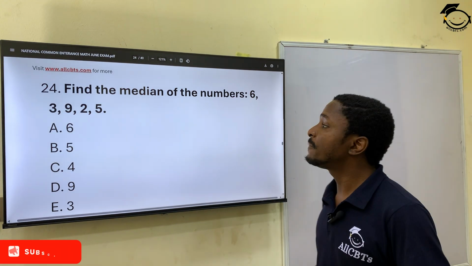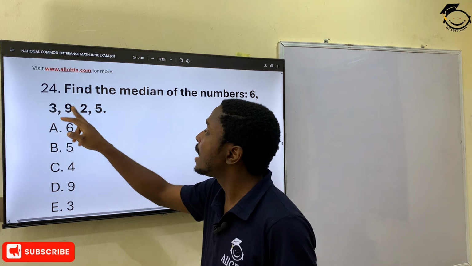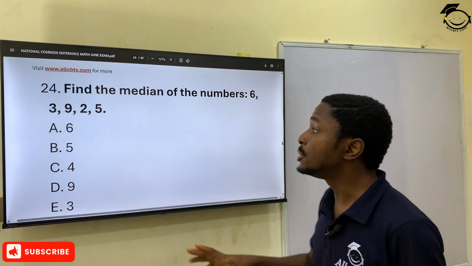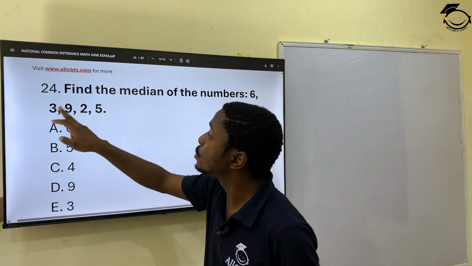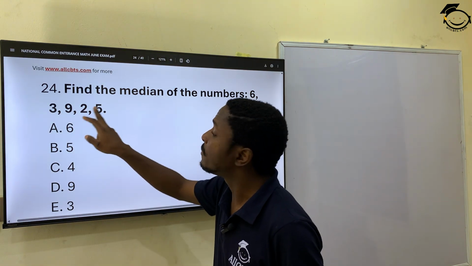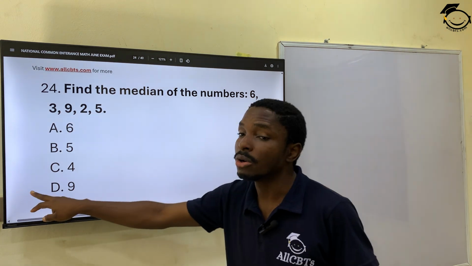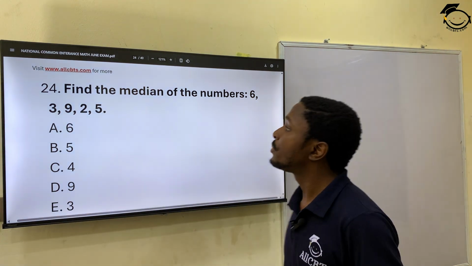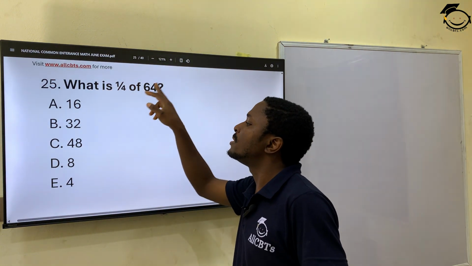Question 24. Find the median of the numbers 6, 3, 9, 2, 5. Median means what? Middle number. How many numbers do we have in total? 1, 2, 3, 4, 5. So the middle number is what? 9. So the correct option will be what? Option D.